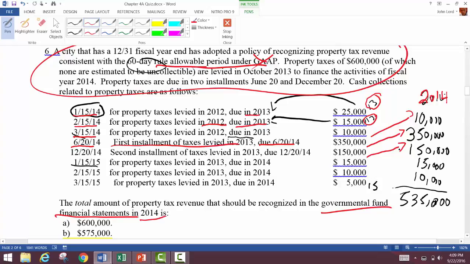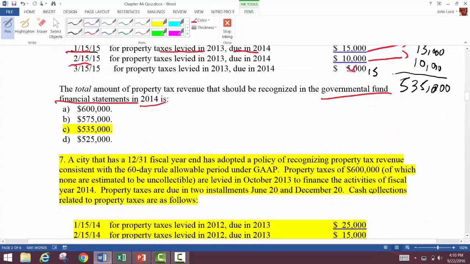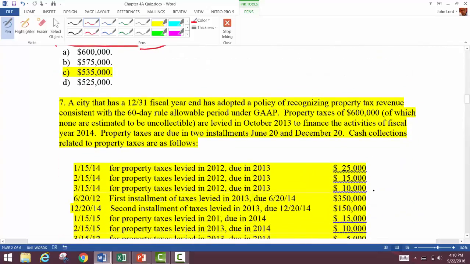Okay. All right, that's what I'm saying. The information up there is useless because you could have figured it out from this table, right? Okay. Then what? Then we say that we've got an amount in January 2015 for the amounts levied in 13 that was due in 14. I'm going to pick that 15,000 up, right? Same thing with the 10 because it's still within the 60 days, not the 5, because the 5 is 15 money, right? Because it got outside the 60 days. Okay.